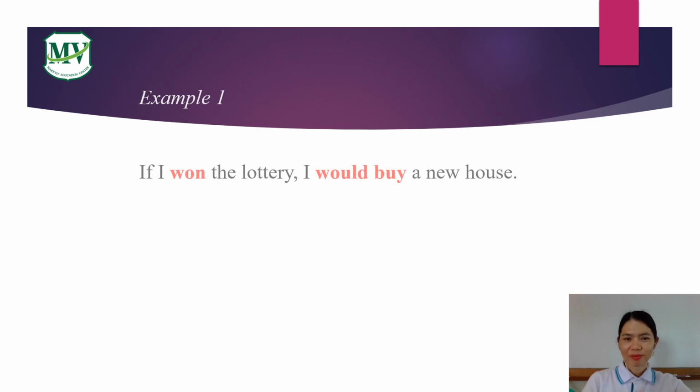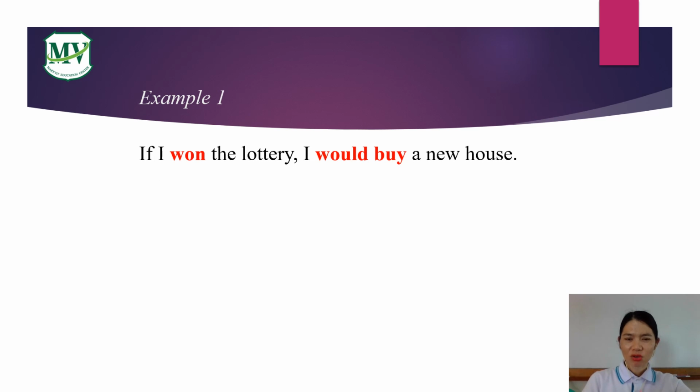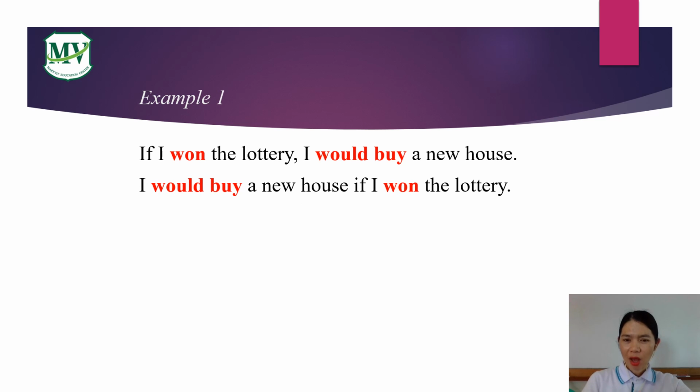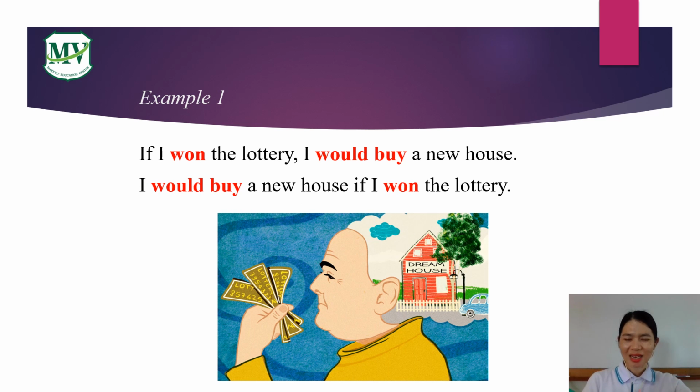Example number 1. If I won the lottery, I would buy a new house. Or you can say, I would buy a new house if I won the lottery. For the second sentence, we start the sentence with would and if is in the middle of the sentence. In this case, no comma in the sentence.